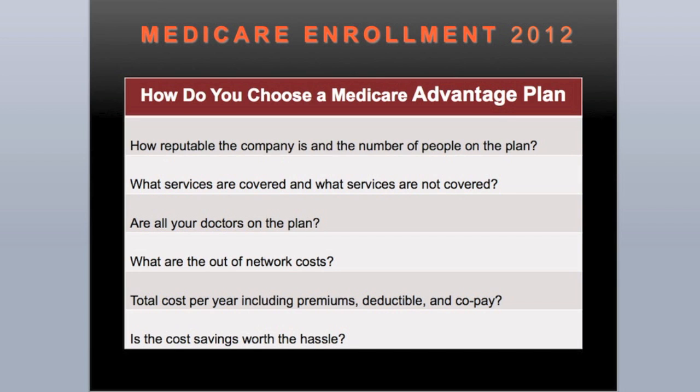Here are some of the things that you want to take into consideration when you consider a Medicare Advantage plan. How reputable is the company and how many people are in the plan? If it's a small company with a limited number of people, then getting services from your physicians may be difficult. You also want to look at what services are covered and what services are not covered. Most importantly, you want to find out if your doctors are on this particular plan that you are choosing.